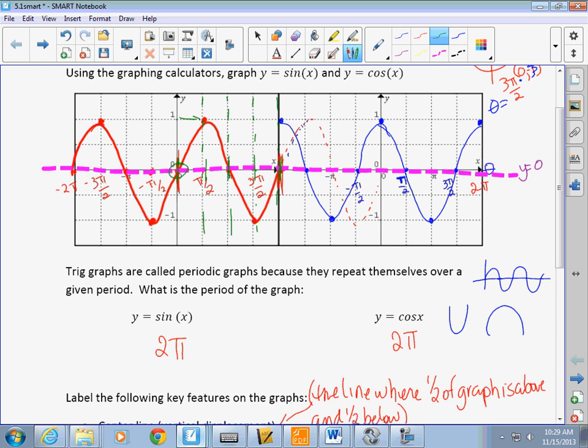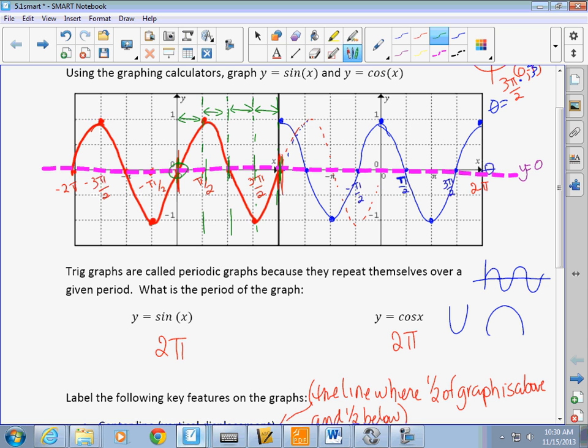Well, it's the period between 0 and pi over 2. That is one of the spots. Your next spot would be from pi over 2 to pi, and then your next quarter section would be from pi to 3 pi over 2, and then 3 pi over 2 to 2 pi.